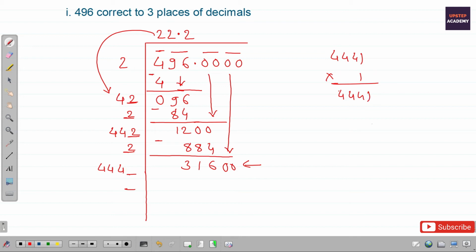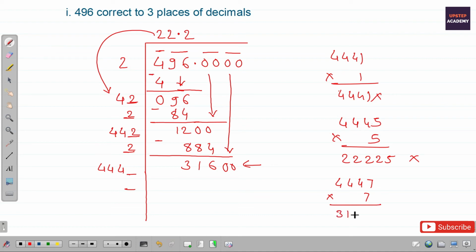4441. So which is not the correct number. Let us try another number, 4442. As this is quite less than the required number, let us take somewhat bigger number, 4445 into 5. It is 22225. Okay, which is also not enough, as the given number is much bigger than this number. Let us try another number, 4447 into 7. This number comes 31,129. Okay, so I think this is the appropriate number to take over here.